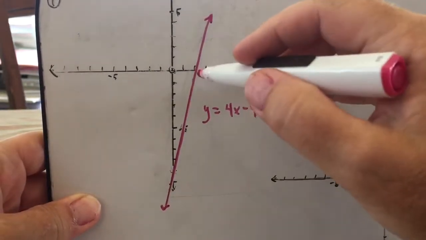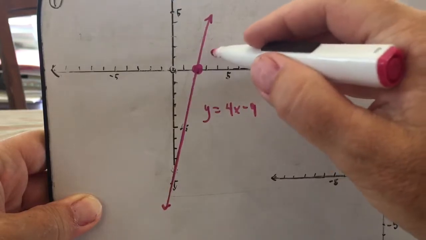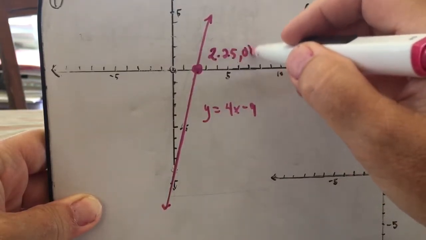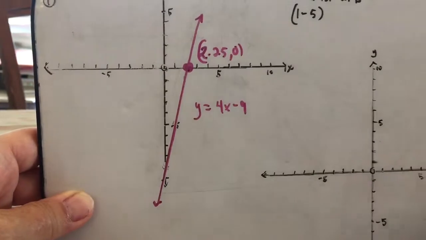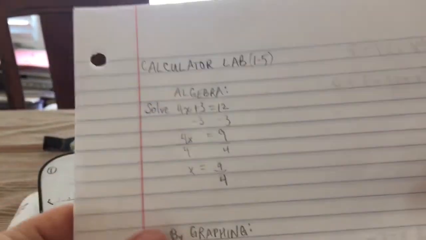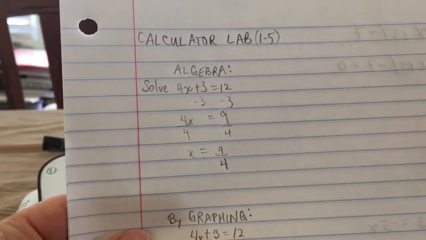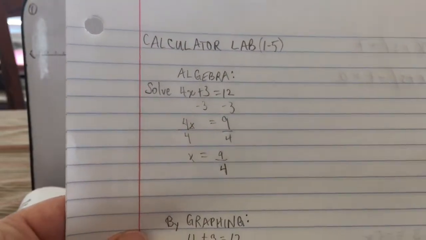Now, of course, the solution we're looking for is right here at this 0, which is the point (2.25, 0). And remember that we solved it algebraically, and we got the answer x equals 9/4. And since x equals 9/4, that's the same thing as 2.25. So when x is 2.25, y equals 0.